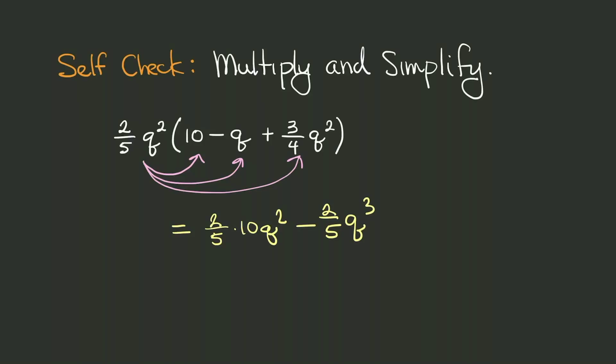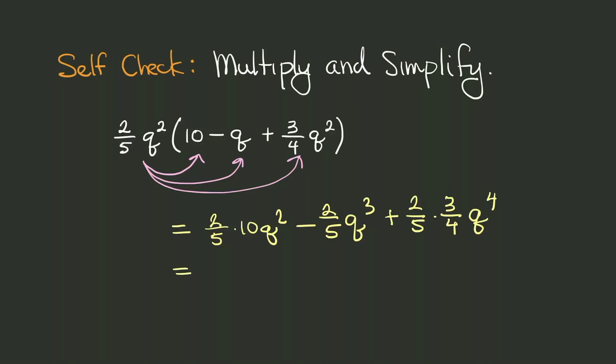Finally, we have 2/5 q squared times 3/4 q squared. So let's take our 2/5 and our 3/4 and multiply those together, and then we have q squared times q squared. That's going to give us q to the fourth power. Remember that when we have the same base, we add the exponents. Now let's start to simplify.